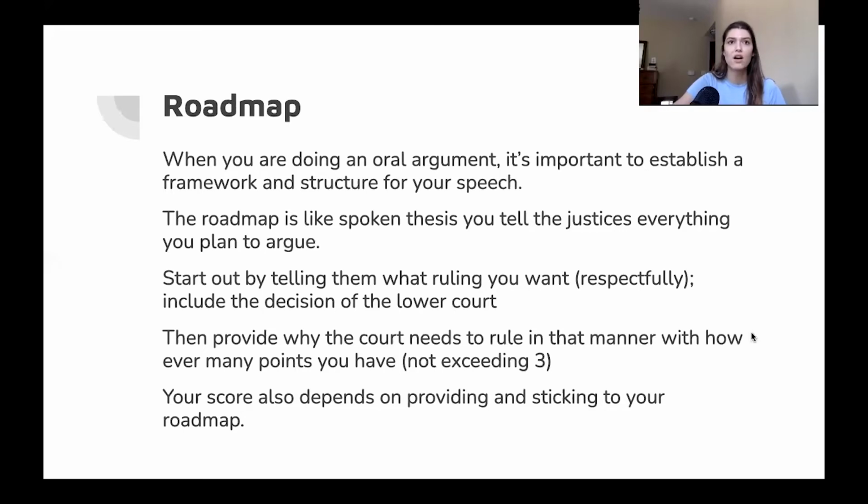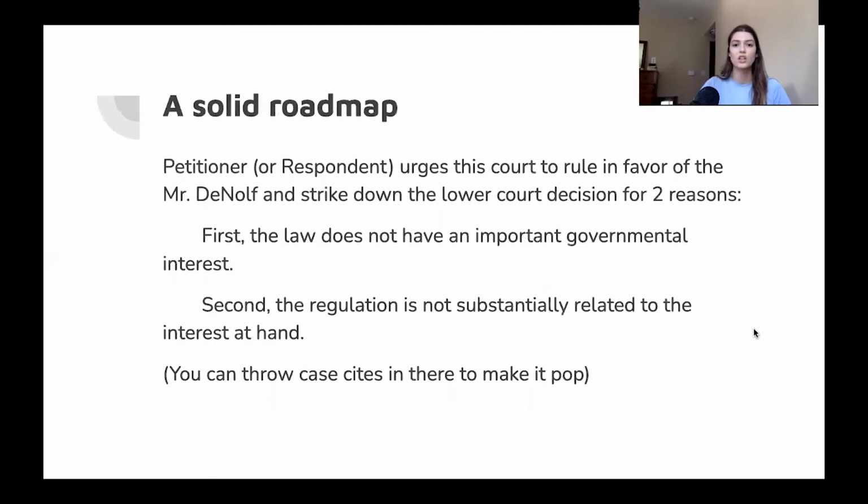You will get off track in your argument when you're answering questions. And so this roadmap is the way for you to blend what you're talking about back into your argument. So a solid roadmap, like I said before, whether you're arguing for the petitioner or the respondent, you're going to urge the court to rule in your favor and then mention the lower court decision.